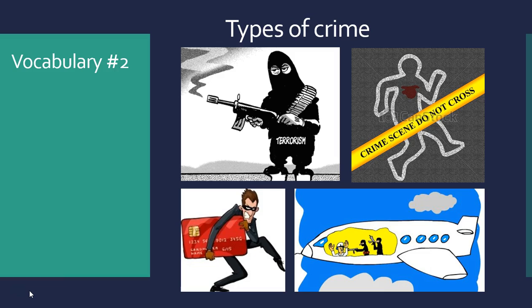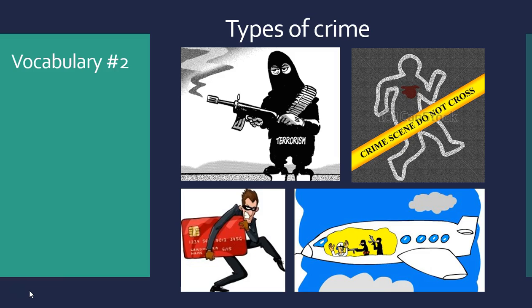And next up, we have some types of crime. Have a look at these 4 pictures. What type of crime these are? So not the criminal, but the actual type of crime. Right, so the first one, the guy in the black top there with the hooded mask, looking very scary. The type of crime he commits is terrorism. Next up, we have the scene where someone has been killed. That type of crime is murder.